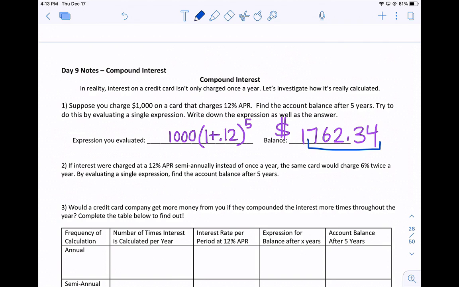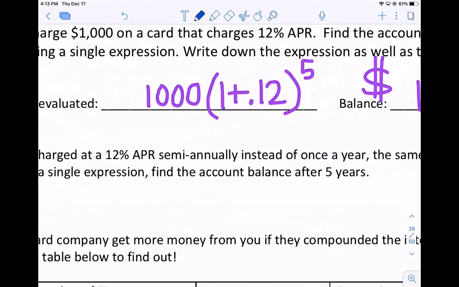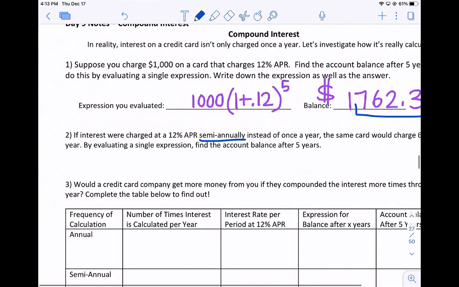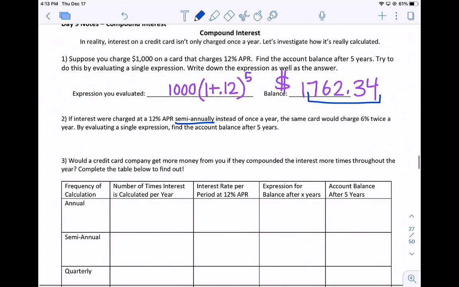So number 2, it says if interest were charged at 12% APR semi-annually, semi means like twice a year instead of once a year, the same card would charge 6% twice a year. So again, instead of 12% at the end of the year, if they charge it semi-annually, it's 6% twice that year. By evaluating a single expression, can you find the account balance after 5 years? So will it be more if they charge 6% twice a year versus 12% once a year?